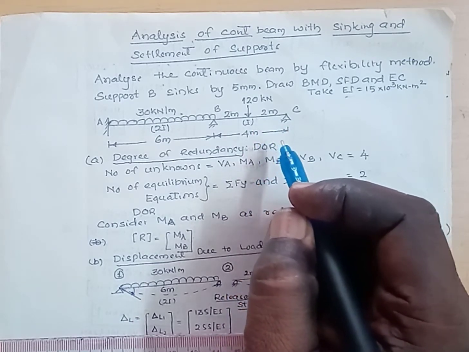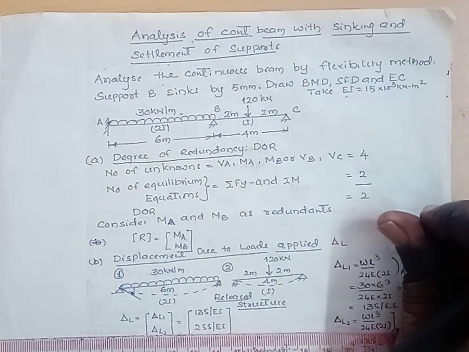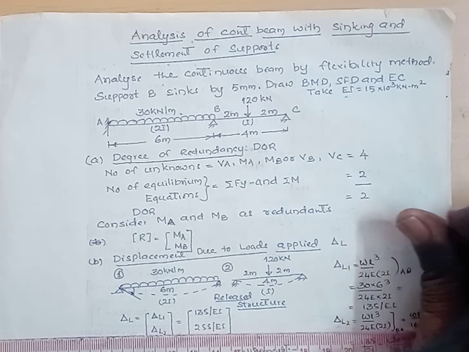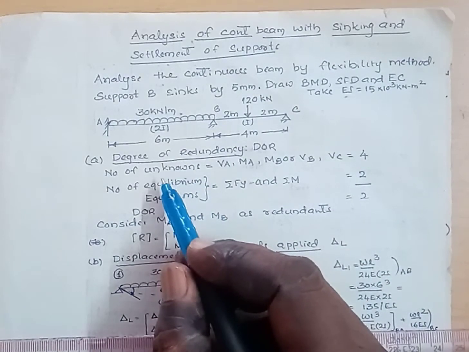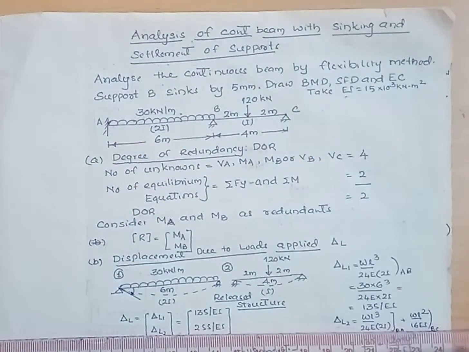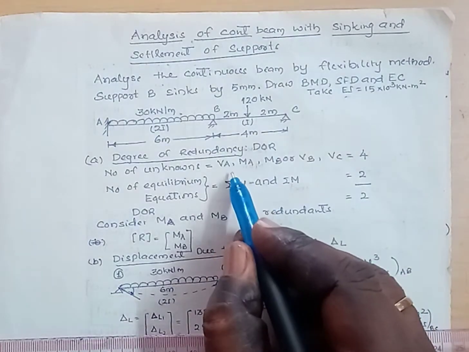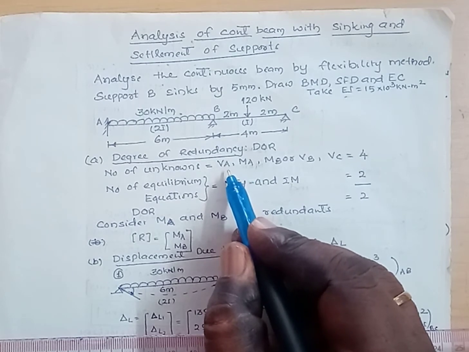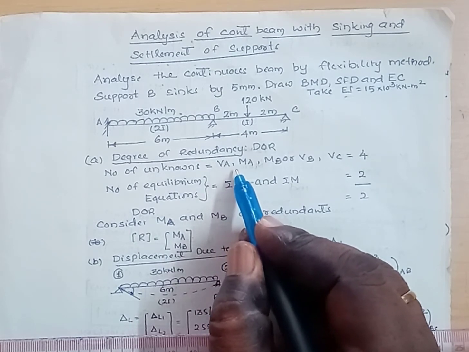The first step is to calculate the number of redundants, that is, the degree of redundancy or indeterminacy of the structure. Here the number of unknowns at A: there are two reaction components, one in the vertical direction and one is the resisting moment MA. PA and MA are the reaction components at A. Since no horizontal forces are acting, we have not considered HA.